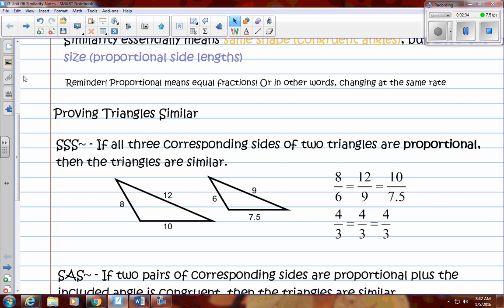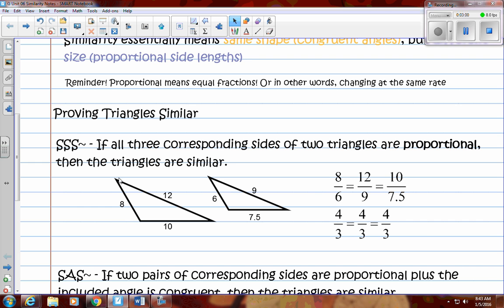We're going to recognize a lot of these items that we see here, these postulates. The first one is side, side, side similarity. So we have our similarity symbol to make sure we're not talking about congruency. So if all three corresponding sides of two different triangles are proportional, then the triangles are similar. So again, proportional means equal fractions.